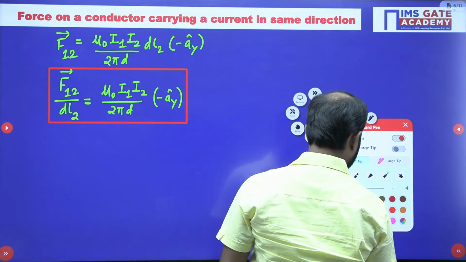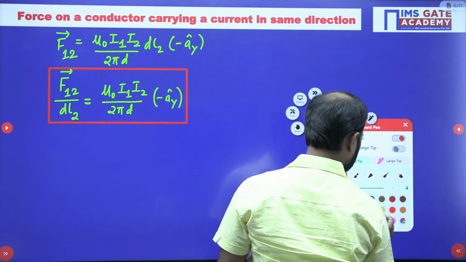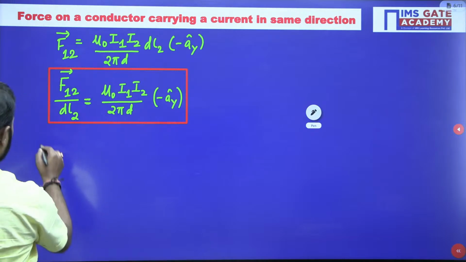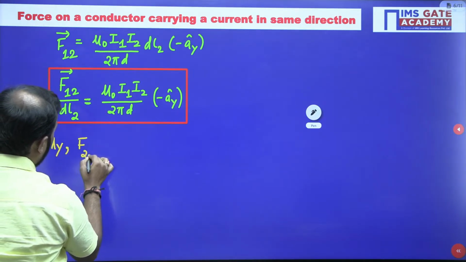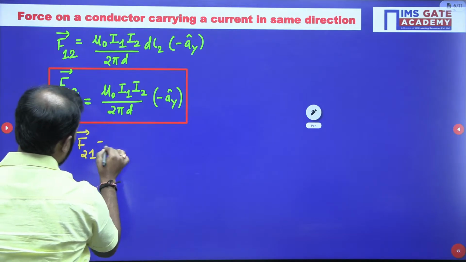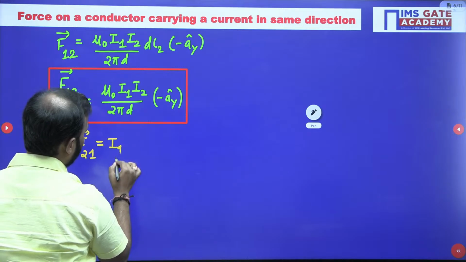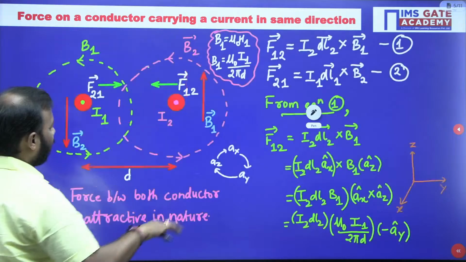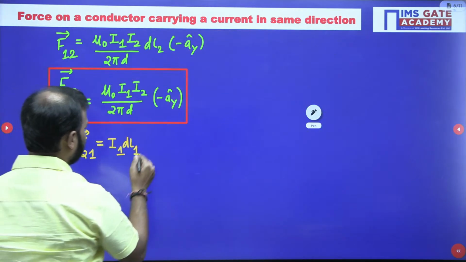So similarly, F21 ये क्या होगा जल्दी से बताएं. Here the current element is what? I2, sorry, I1 del L1, and what is the magnetic field in this? It will be downward, so which is B2.